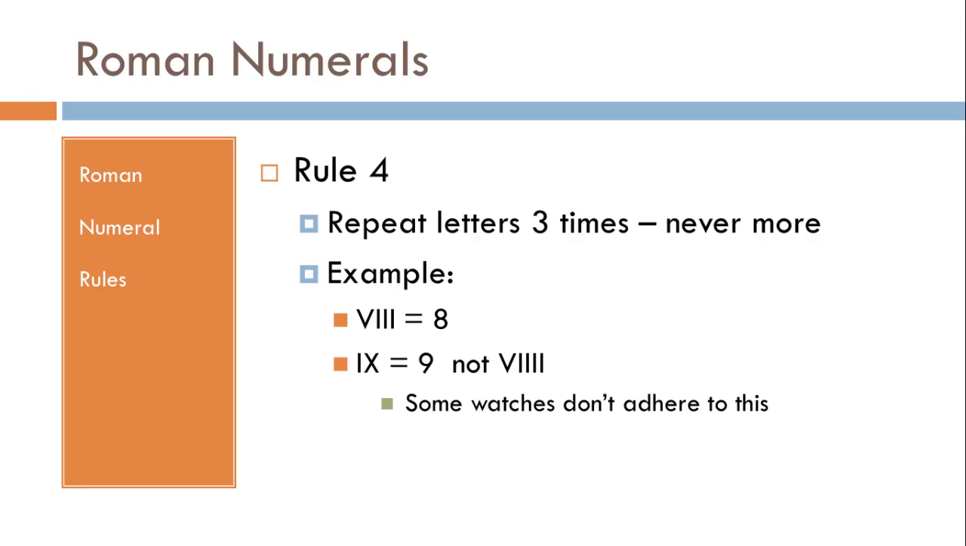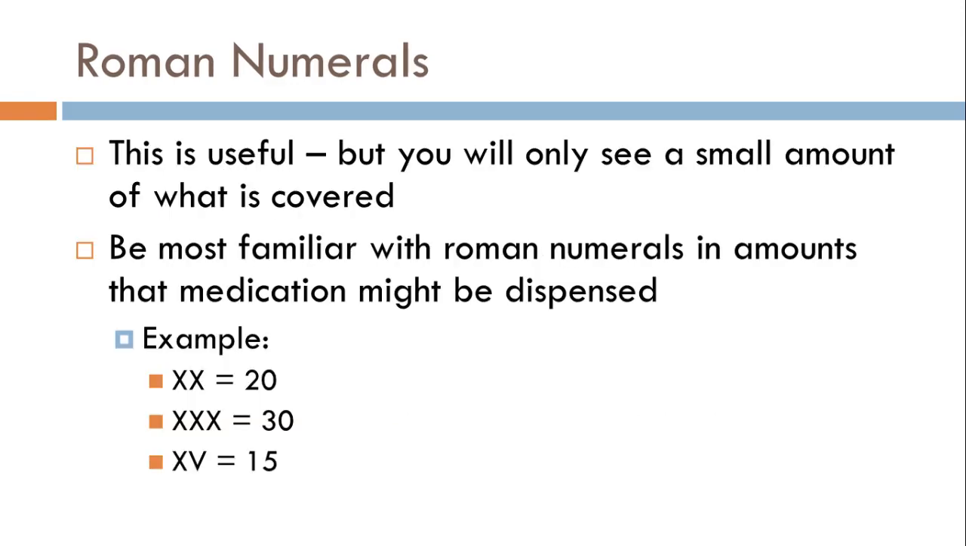Too many I's there. All right, so real quick, again, this is a short lecture on Roman numerals. You're only going to see a small amount of what is covered. You just want to be familiar with ones that medication might be dispensed in. To me, that's one of the most important ways to know it. So if they're going to dispense 20, they might put the pound sign and XX. If they're going to dispense 30, they might put XXX for 30. Another Cowboys Super Bowl, XV, that is 15. And X and V are really common numbers that you're going to see in a pharmacy.